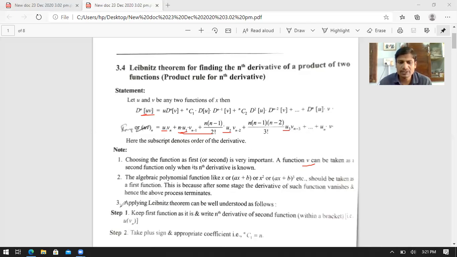Next, the third note is applying the Leibniz theorem. We can understand it in the following way, as there are three steps. You see this.